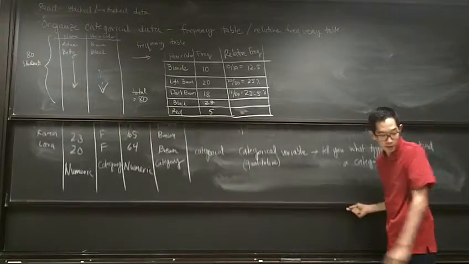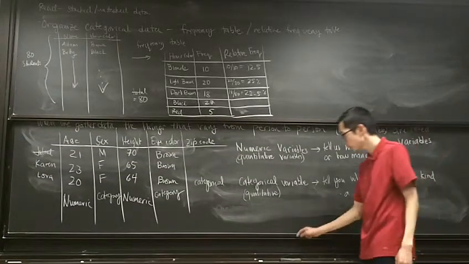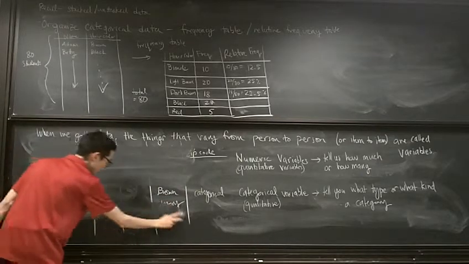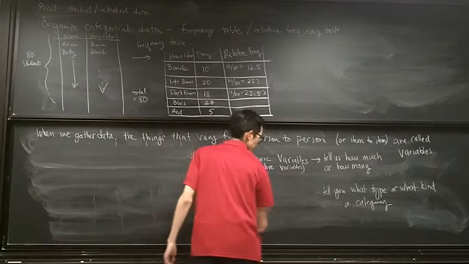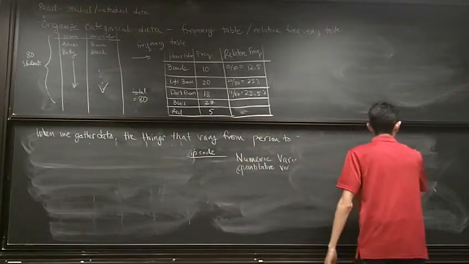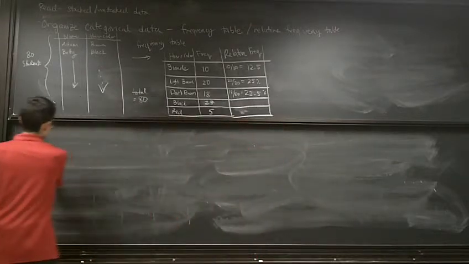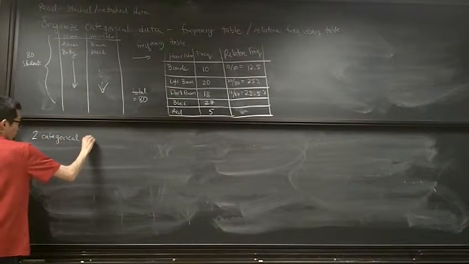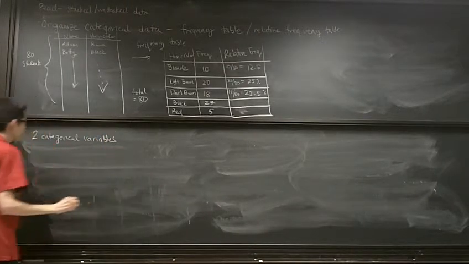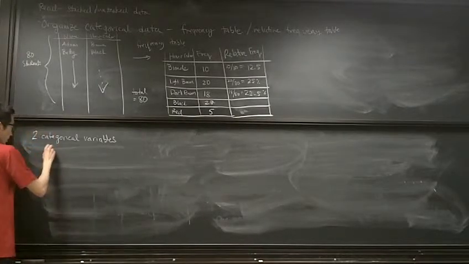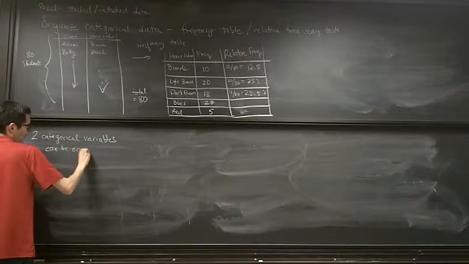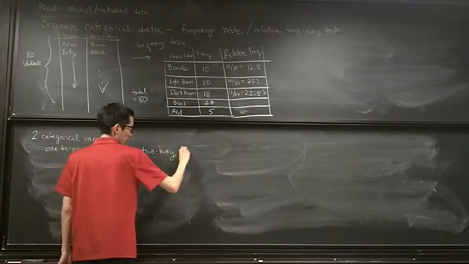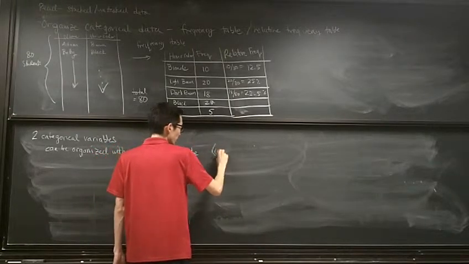Maybe we were looking at 2 categorical variables at the same time. Then we can create a frequency table that we would call a 2-way frequency table. If we're looking at 2 categorical variables, we can organize them with a 2-way table, sometimes called a contingency table.